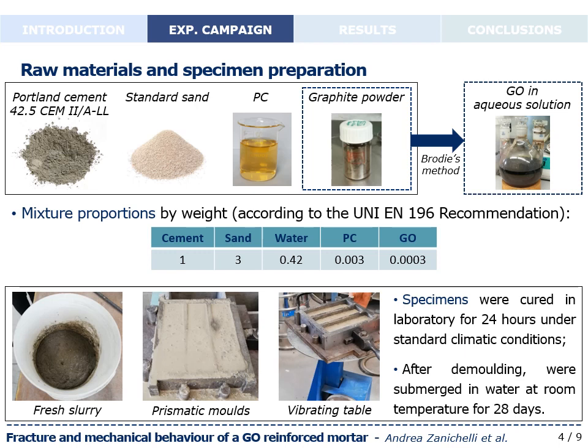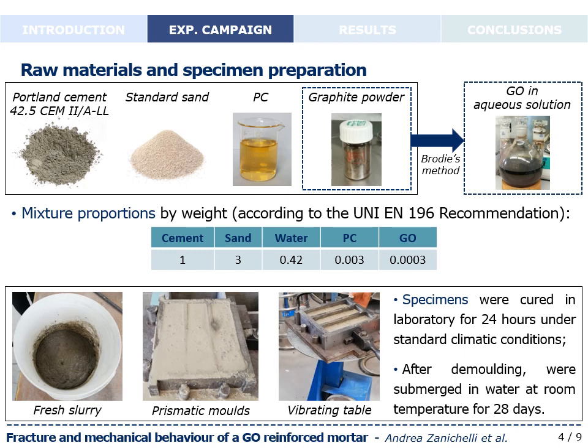Now, first of all, I would like to describe to you the experimental campaign carried out at the testing laboratory of the University of Parma. The raw materials employed for the preparation of mortar specimens were Portland cement, standard sand, polycarboxylate superplasticizer, and graphite powder. Then the GO in aqueous solution was obtained from the oxidation of graphite powder, which was carried out by means of the Brody method.